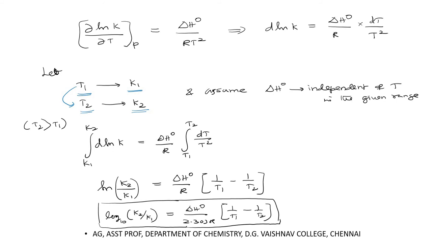Let us proceed. Let us try to understand how the equilibrium constant changes in this case. At temperature T1, let us assume that the equilibrium constant for the reaction is K1. If I increase the temperature from T1 to T2, equilibrium constant will change. So the final equilibrium constant, let it be K2. And here I am going to assume that ΔH° is independent of temperature in the given range. So in this range from T1 to T2, assume that ΔH° is independent. Here I have increased the temperature, so T2 is greater than T1.